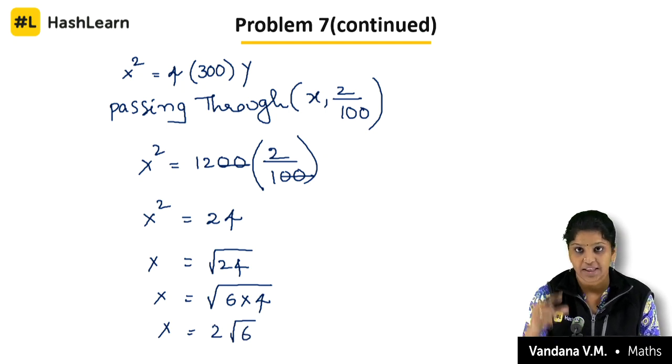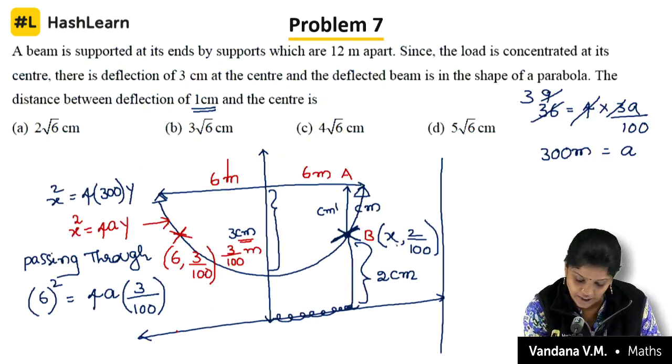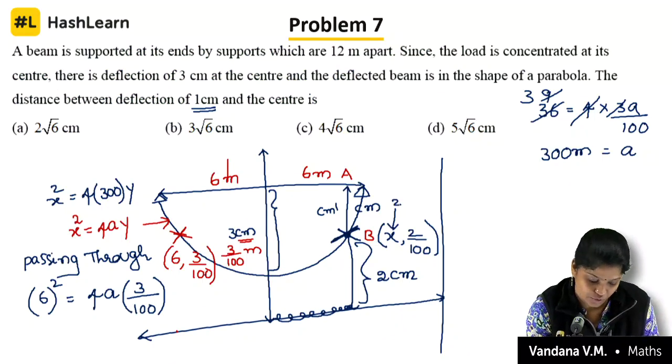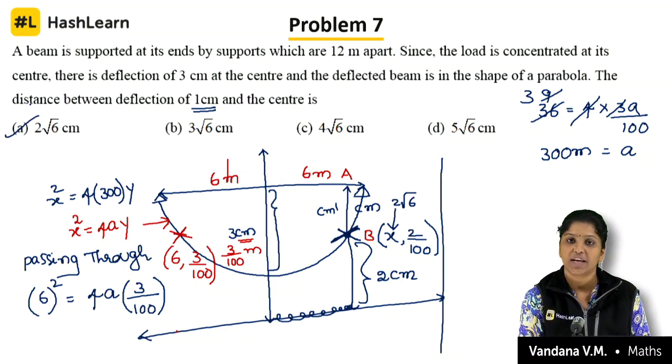That's what they are asking, the distance from the center to the deflection. So what is my x value? This x value will be 2 root 6. Which option is correct? Option A is correct. Clear, children? Yes. Next.